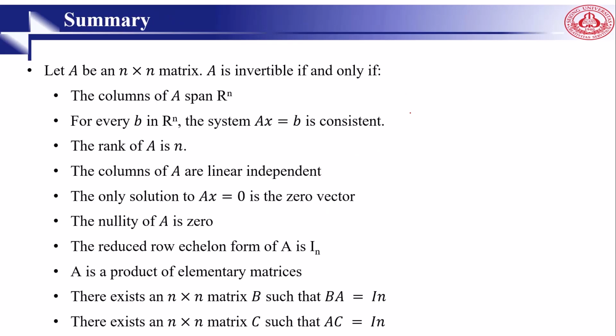So let's see the summary. When A is a square matrix, one side is sufficient. The columns of A span Rn. So we want to check whether A is invertible or not. Different conditions. When we say the columns of A span Rn, it means the columns of matrix A form a basis for the entire vector space of Rn. This implies that any vector in Rn can be expressed as a linear combination of the columns of matrix A.